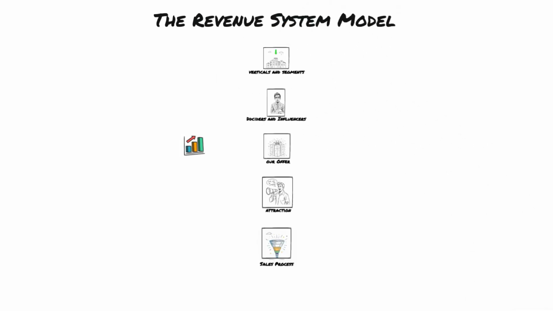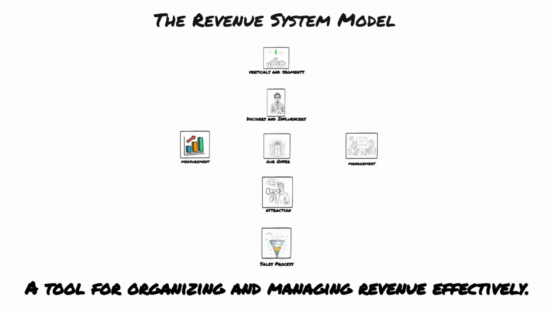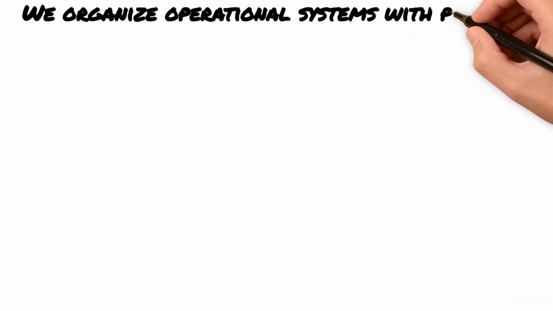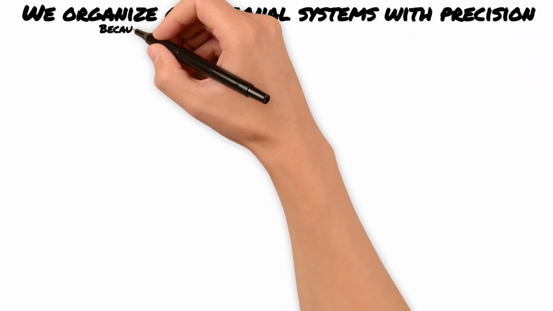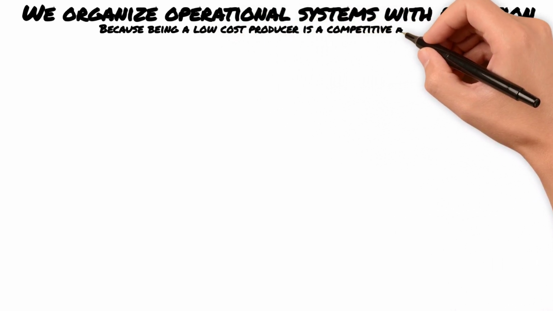The revenue system model, a tool for organizing and managing revenue effectively. I've been managing sales and operations for over 35 years in businesses ranging from a few people to multinational corporations. I've led more than one operational transformation.